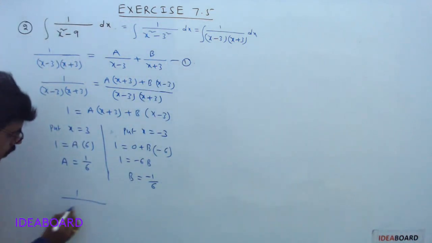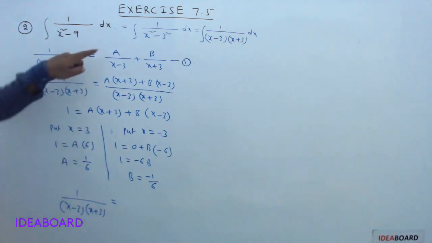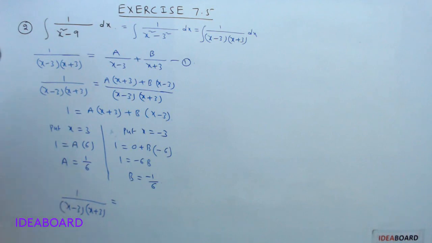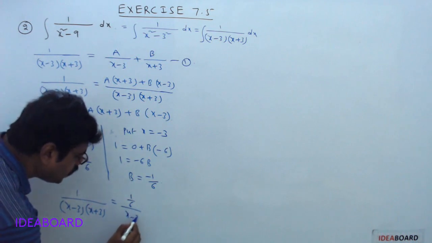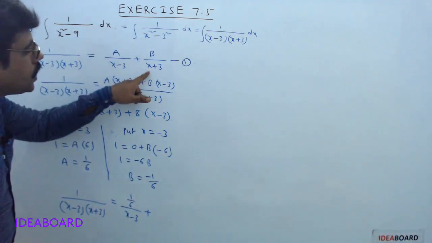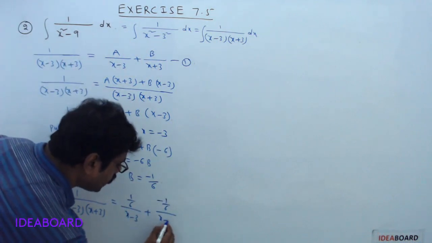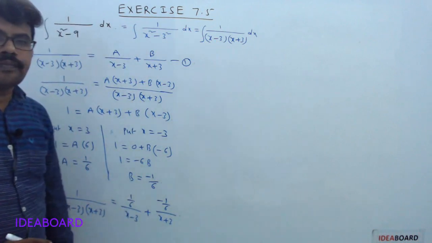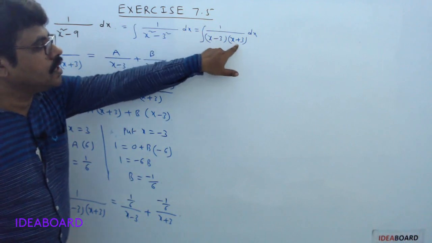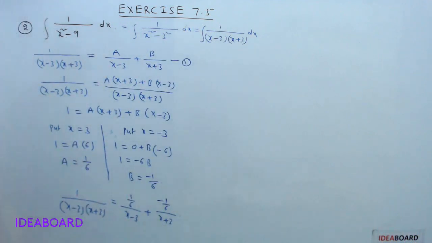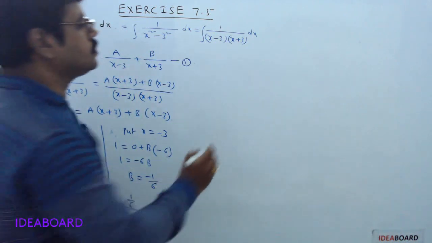So this is 1 divided by x minus 3 into x plus 3 equals a by x minus 3. What is your a value? 1 by 6 divided by x minus 3 plus b by x plus 3. What is your b value? Minus 1 by 6 divided by x plus 3. What is your given problem? Integral 1 by x minus 3 into x plus 3 into dx. Now integrate this equation on both sides with respect to x.